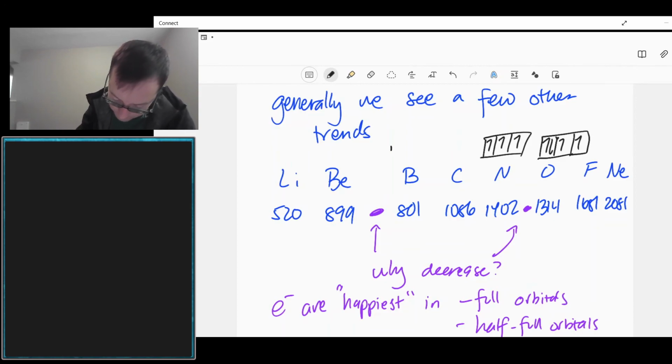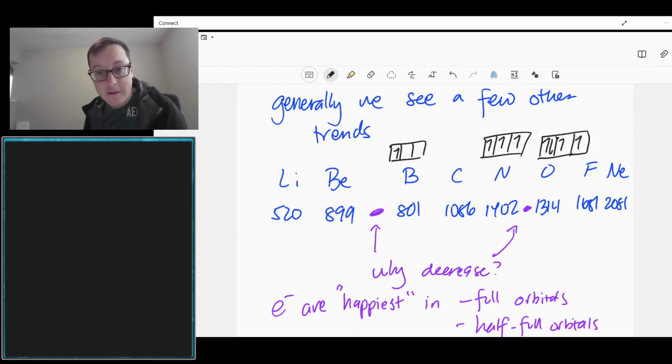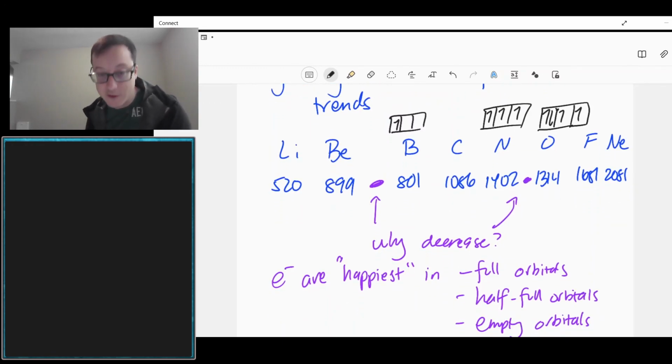Notice boron, if we remove its electron, it will empty that orbital. That's a good thing. Electrons like that. They like to be in half-full, full, or empty orbitals. So if we remove boron's electrons, a little bit easier. All right, and if we lose oxygen's electron, a little bit easier than losing one of nitrogen's, because we end up with a slightly happy state.